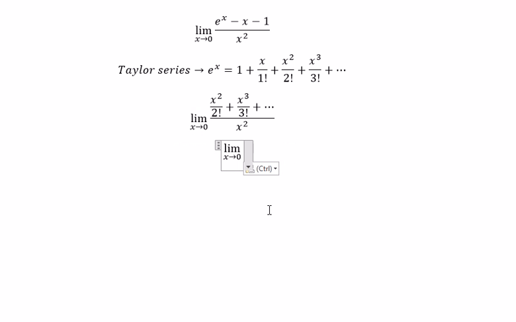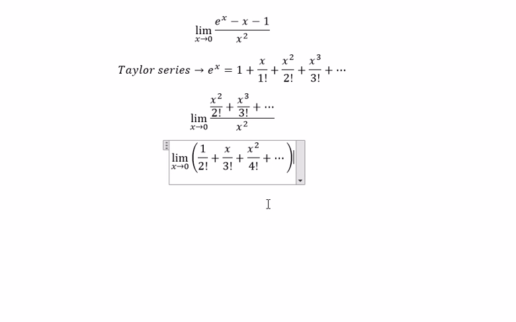That should be 1 over 2 factorial, plus s over 3 factorial, plus s squared over 4 factorial, and so on. We know that s approaches 0, so these terms equal 0, 0, and 0. And now we just have only 1 over 2 factorial, and that should be 1 over 2. That's the end.